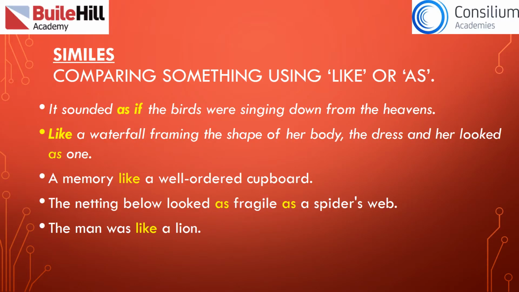So, we've got similes. And this is where we are comparing something to something else using like or as. Okay, so there's a couple of examples there. It sounded as if the birds were singing down from the heavens. Like a waterfall framing the shape of her body, the dress and hair looked as one. A memory, it's one of my favourites, a memory like a well-ordered cupboard. And you think about that, you've got a memory, and you're saying it is like a well-ordered cupboard.